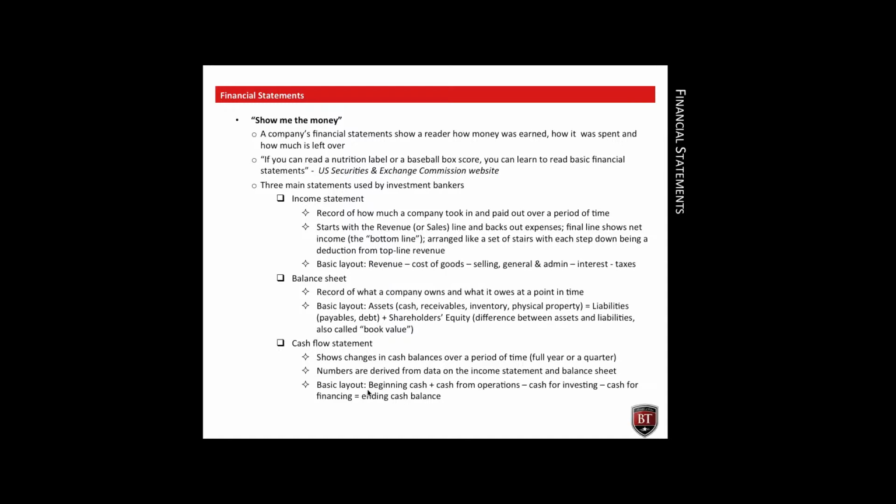The basic layout of the cash flow statement is to start with the beginning cash balance from the end of the prior period, add in cash from operations, usually equal to the bottom of the income statement line, and then subtract out cash used for investing and cash used on financing. And that gives an ending cash balance, which then flows to the top of the balance sheet.